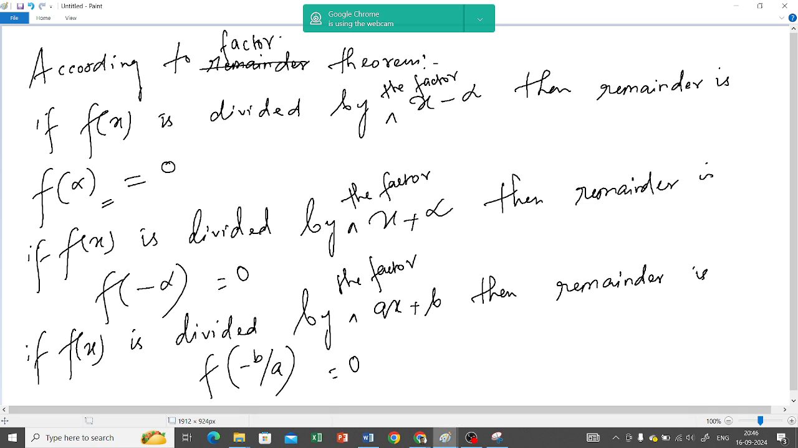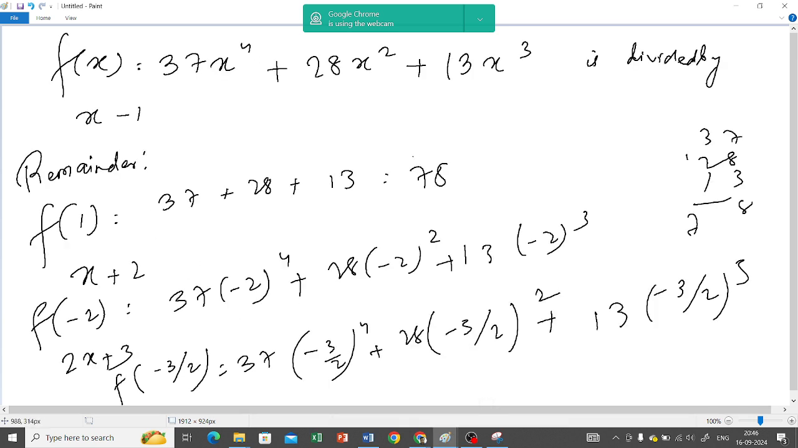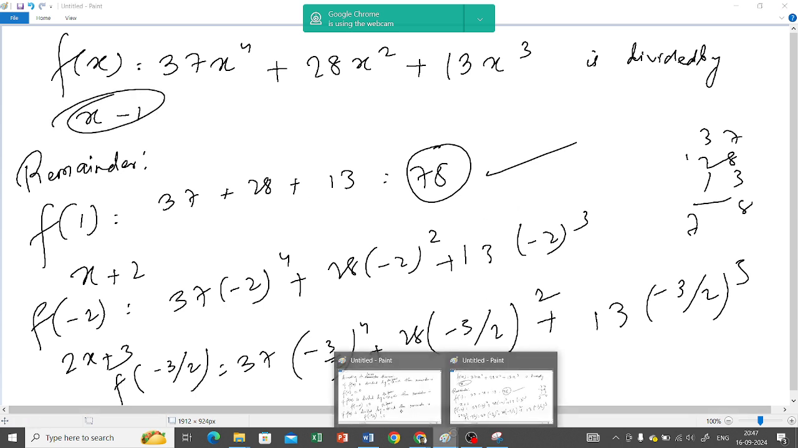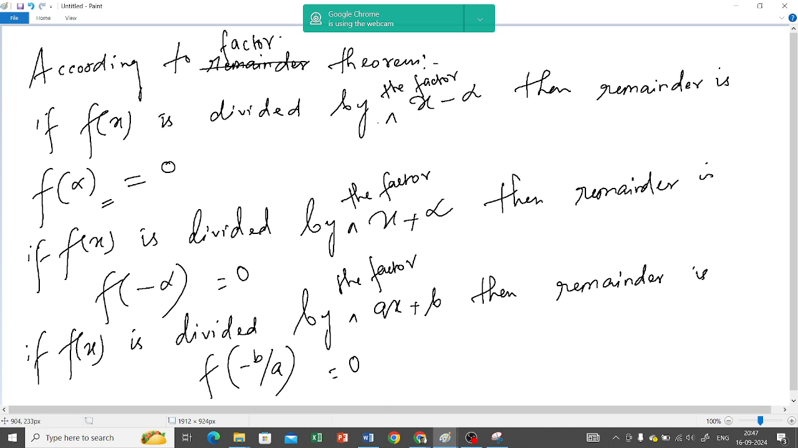Equals 0 means the remainder I got here, 78, if x minus 1 had been a factor of f(x), I would have got 0. Here x minus 1 is not a factor, that is why I get the remainder 78. If I get the remainder as 0, then x minus 1 becomes a factor. So if x minus alpha is a factor of f(x), the remainder will be 0. If x plus alpha is a factor of f(x), the remainder will be 0. If ax plus b is a factor of f(x), then f of minus b by a will be 0. Understood?